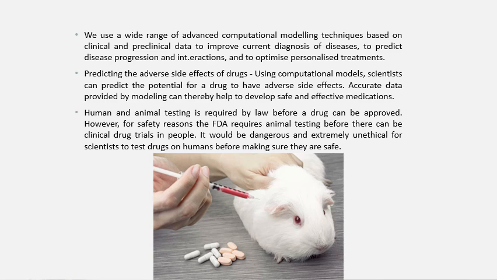Human and animal testing is required by law before a drug can be approved. However, for safety reasons, the FDA requires animal testing before there can be a clinical drug trials in the people. It would be dangerous and extremely unethical for scientists to test drugs on humans before making sure they are safe. Drugs are usually tested on animals before the permission is given to use them on humans. Before a new drug can be used, it must be tested on a small group of humans to check if it's safe or not. This is called a clinical trial.